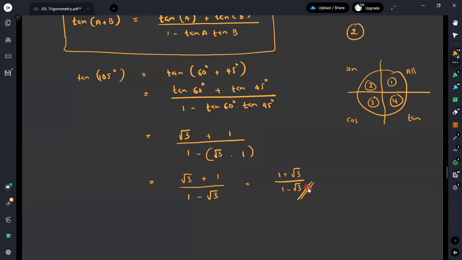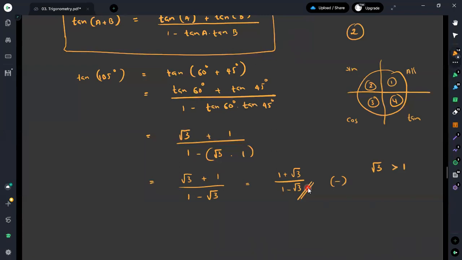Once you check this value, root 3 is greater than 1. It is 1.73 and something. Then if you do the substitution, the denominator will be a negative value. Therefore, the division of the numerator and denominator will end up with a negative value for this answer.